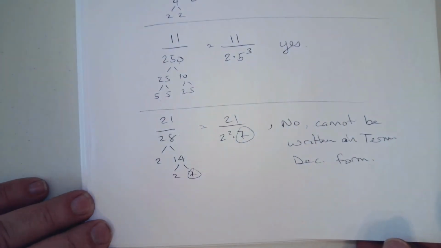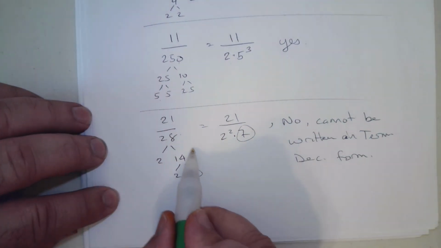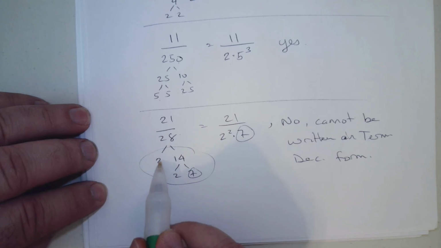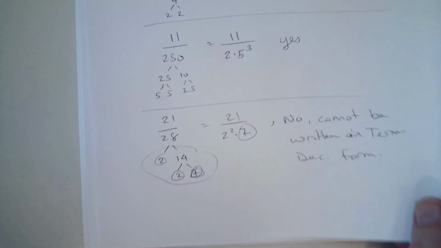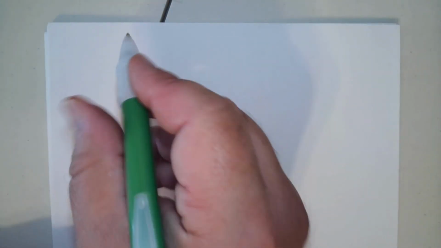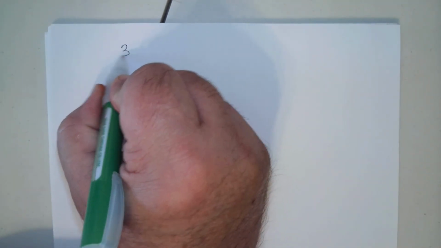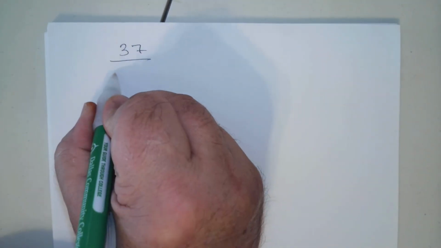Alright, let's try a much bigger one. So in other words, this is what's called prime factorization. I take whatever number, I break it down to its smallest prime numbers. So that's called prime factorization. Let's try one last one. 37/768.